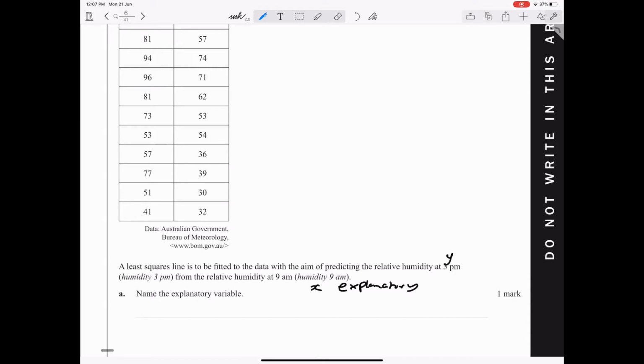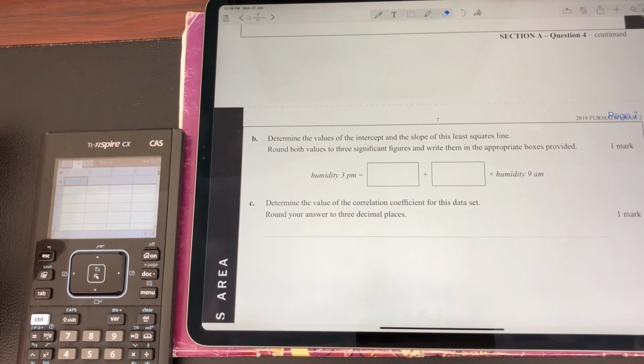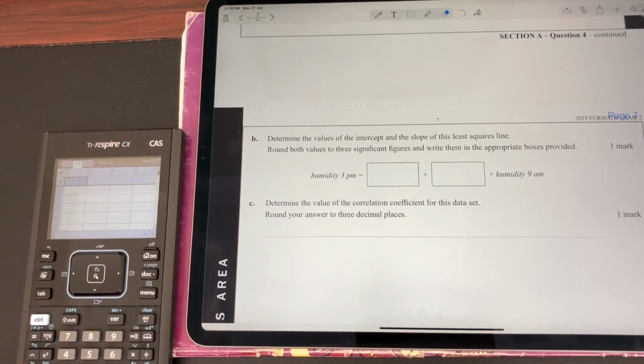And therefore, the explanatory variable is humidity at 9 a.m. 4b, determine the values of the intercept and the slope of the least squares line. Round both values to 3 significant figures and write them in the appropriate boxes provided.